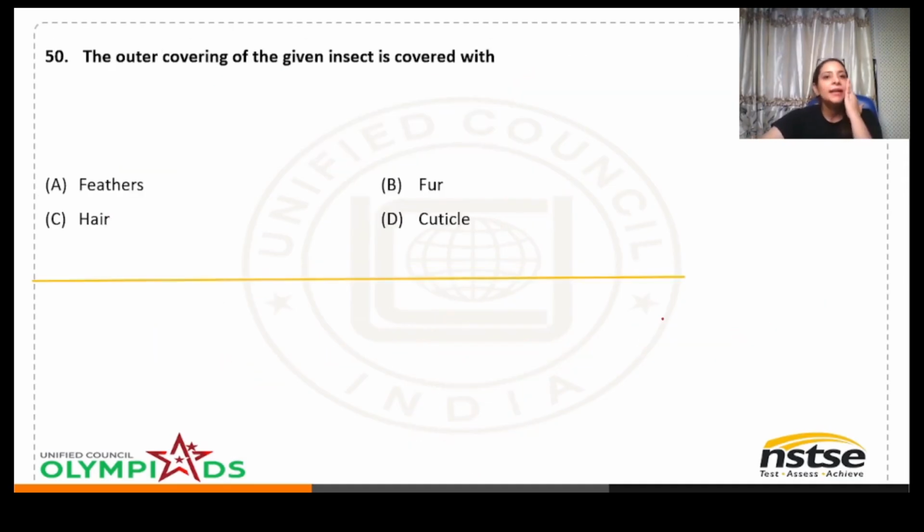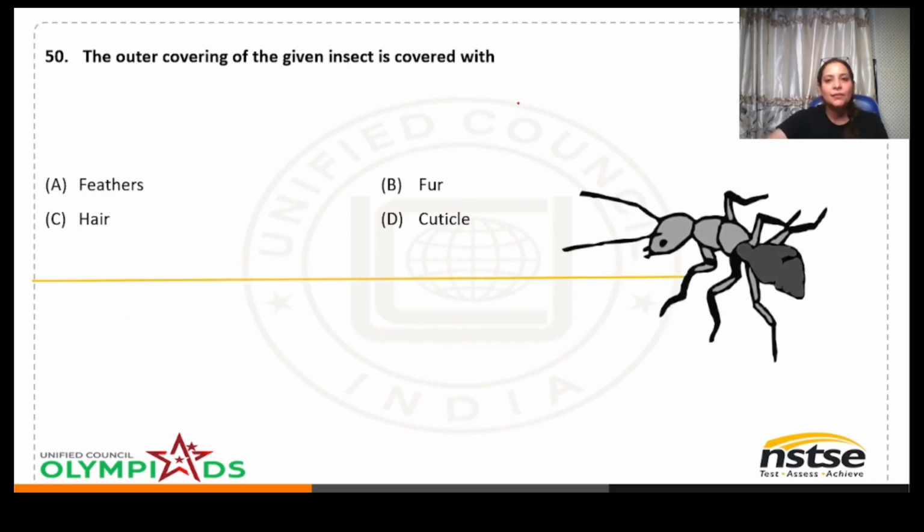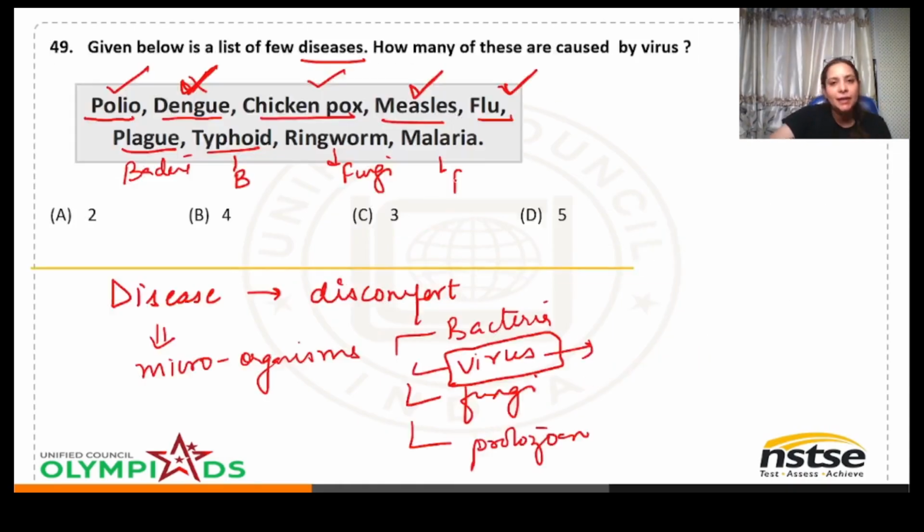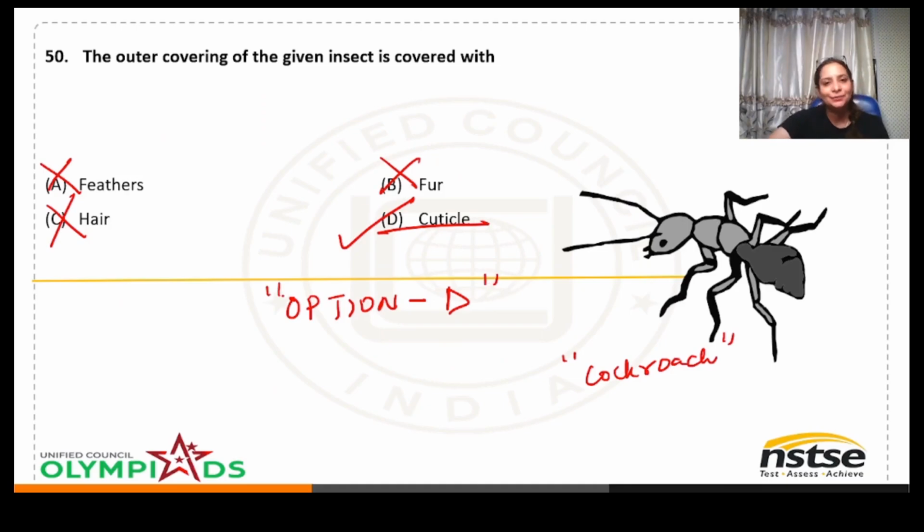Next question. The outer covering of the given insect is covered with. You have this insect. I think you can recognize it. Yes, it's a cockroach. So its body is not covered with feathers, fur or hairs. Rather, it is covered with cuticle. Cuticle is a layer which forms the exoskeleton, that is the outer covering. So option D is the correct answer.